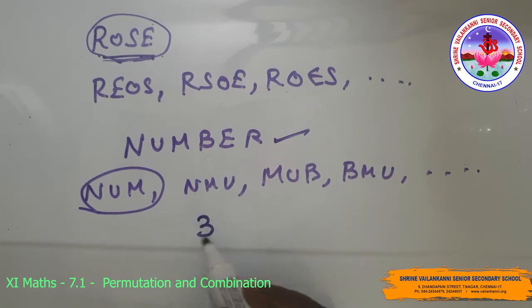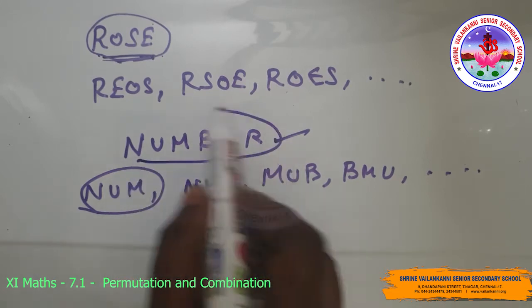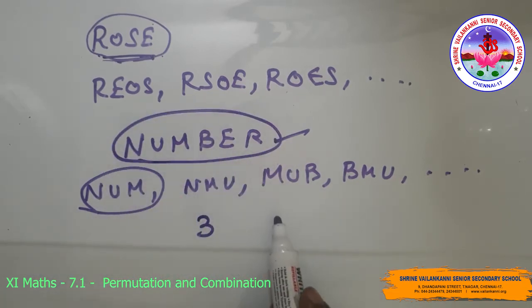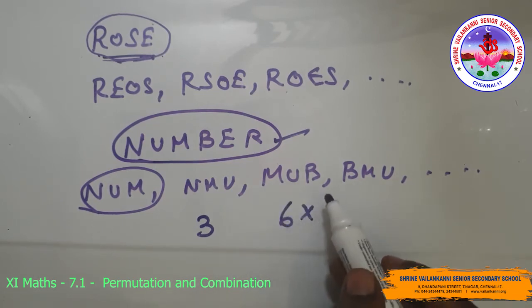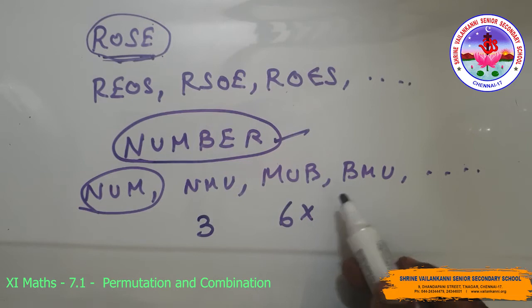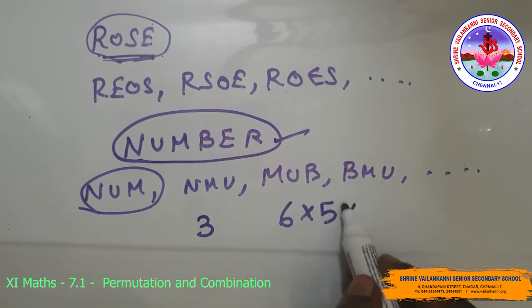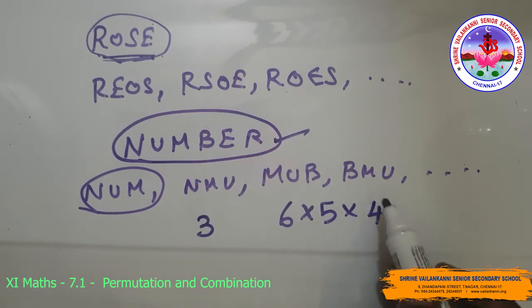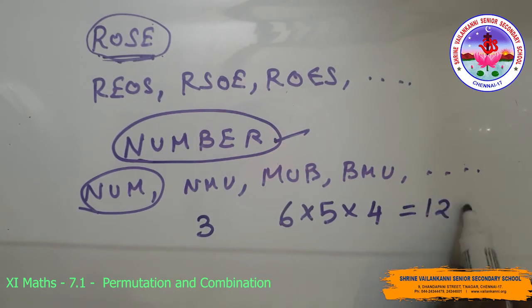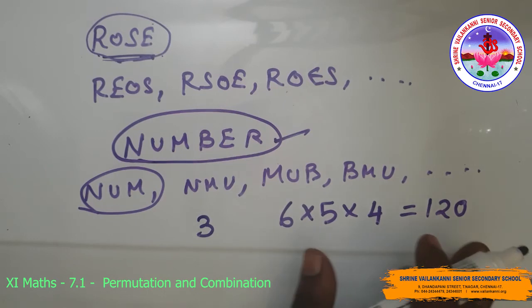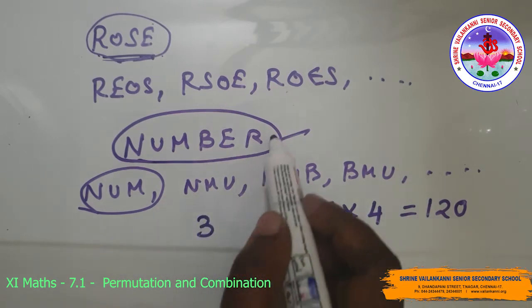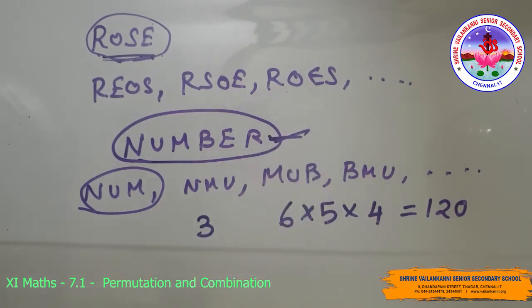The 3-letter words can be formed using these 6 letters. So the first space can be filled in 6 ways. The letters should not be repeated, so the second letter can be filled in 5 ways and the third letter can be filled in 4 ways. So by the fundamental principle of counting, 6 into 5 into 4, which is equal to 120. So we can form 120 3-letter words using these 6 letters.